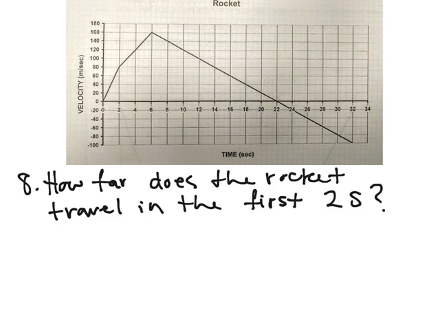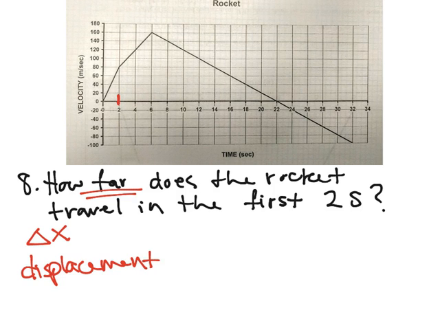So this is how far does the rocket travel in the first 2 seconds. So remember, we can figure out how far does the rocket travel. Remember, how far something goes or how far its change in position is the same thing as displacement. So don't be confused by the wording. It's just asking, its displacement, its change in position, how far does it go? So we know how to solve that. That is finding the area under this curve.